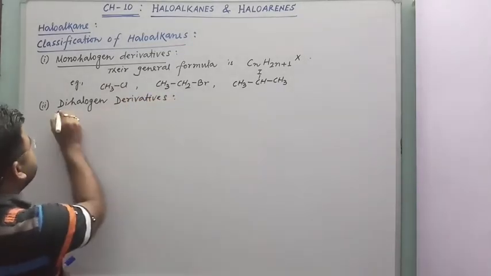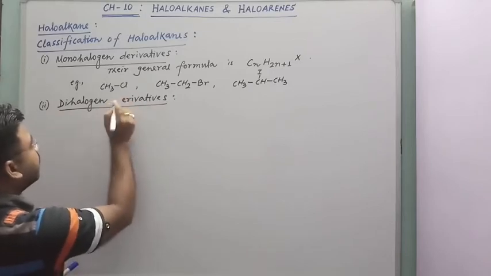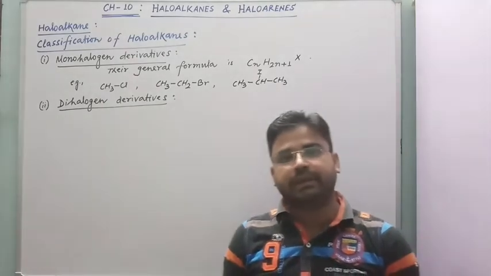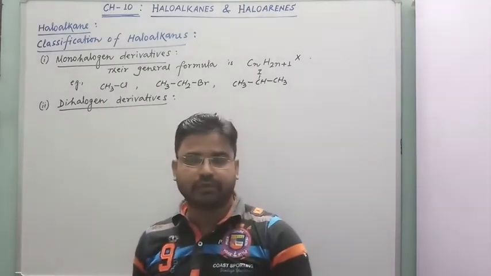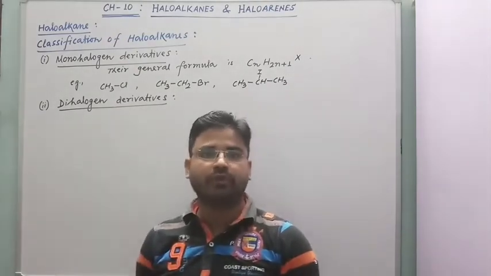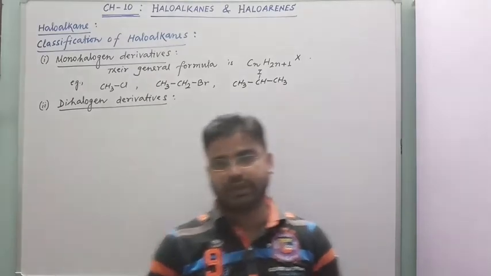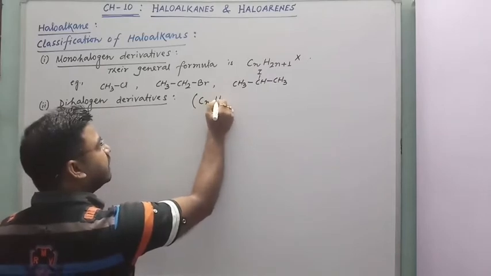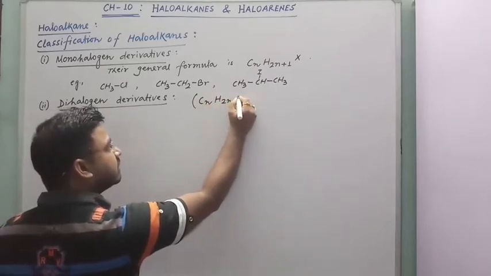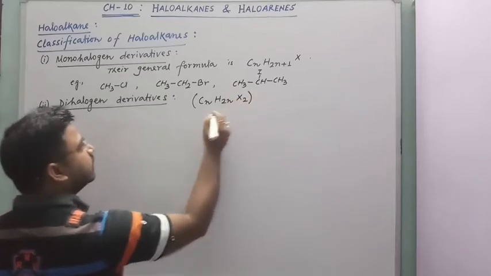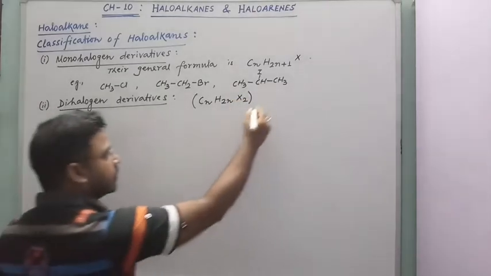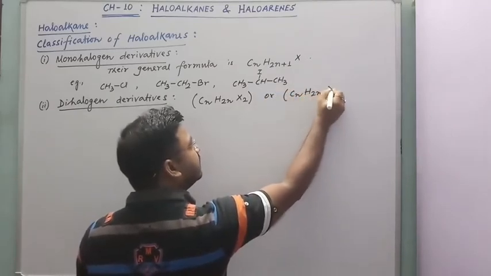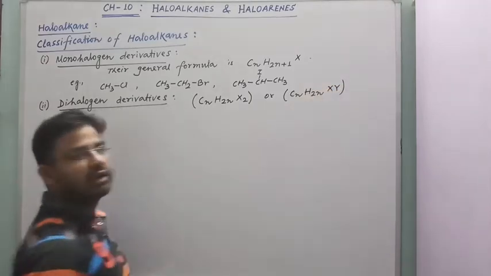So what are dihalogen derivatives? These are compounds obtained by replacing two hydrogen atoms of a hydrocarbon by two halogen atoms. Their general formula is CnH2nX2, X is halogen, or CnH2nXY, X and Y both are halogen.